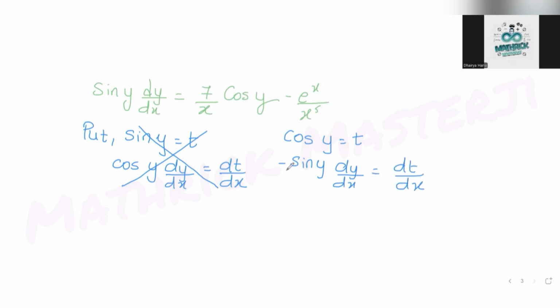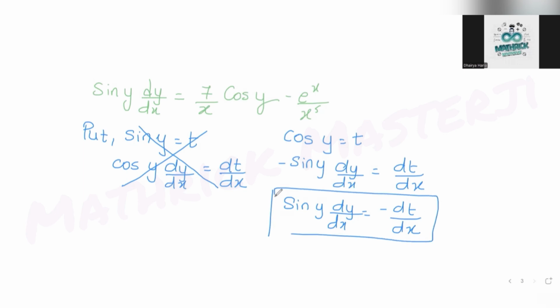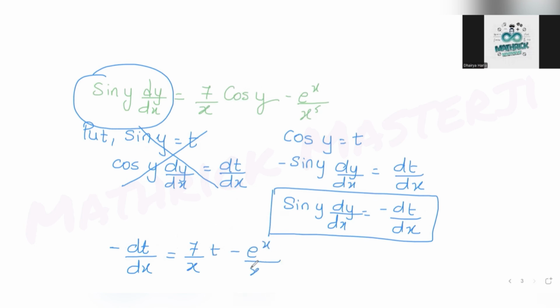So I get from here this. So I can write sin y dy by dx as minus dt over dx. So I get this. Now once I get sin y dy by dx is basically minus dt over dx, let's put it here. So I get my differential equation: minus dt over dx is 7 over x cos y, I put it as t, minus e raised to x over x raised to 5. So I have it in the form now.